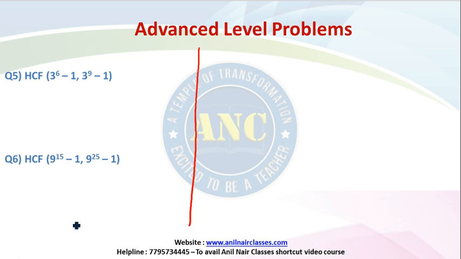Now question number 5 and 6. HCF of 3 power 6 minus 1 comma 3 power 9 minus 1. First we will discuss the traditional method.